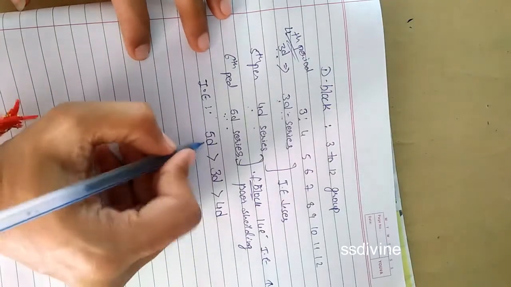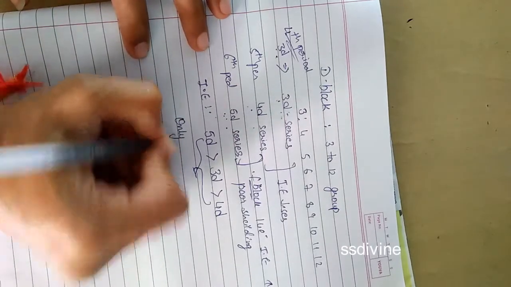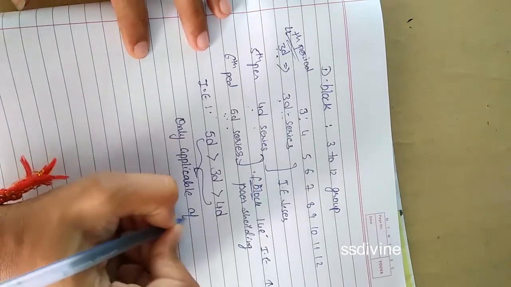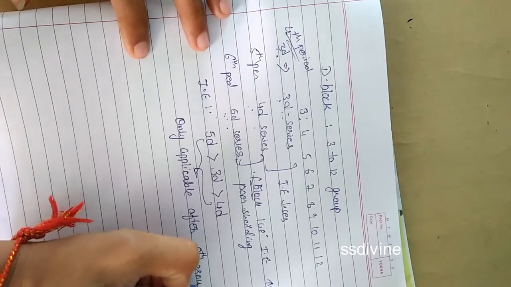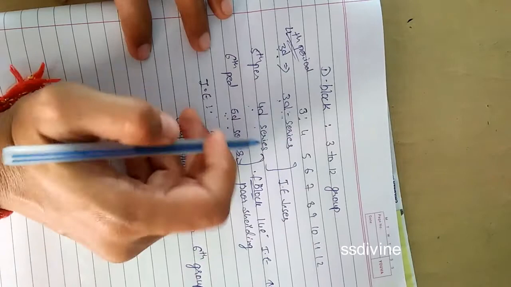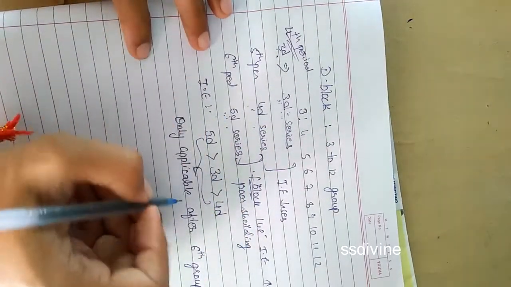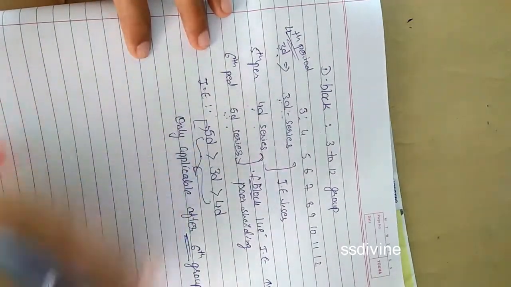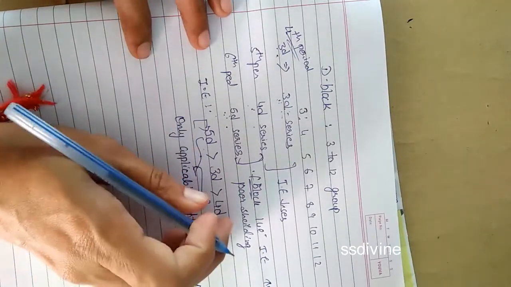Clear? Now the series which I have written over here is only and only applicable after the 6th group. It only applies after the 6th group. Up to the 6th group it will remain the same, that 3d is greater than 4d and 5d, right? So this series that I have written here is only applicable after the 6th group. That means from the 7th group you will see this order.